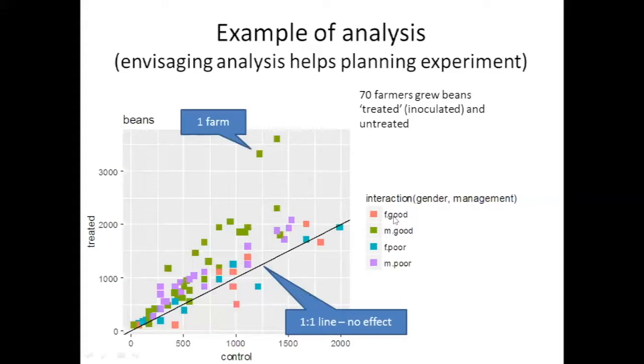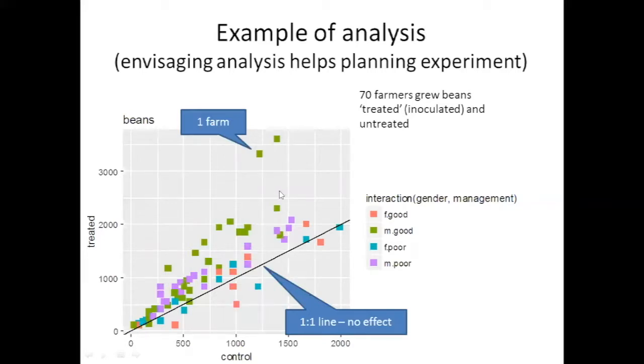And that's this one that says good or poor. They just said, is the management good or was the management poor? And it was mainly to do with weeding. And what you see now, when we separate those men who were weeding well and the men who were weeding poorly, the green ones are the men who are weeding well, and they seem to generally get a bigger effect than where the weeding was poor. So the green ones tend to be further above the line than the purple ones.